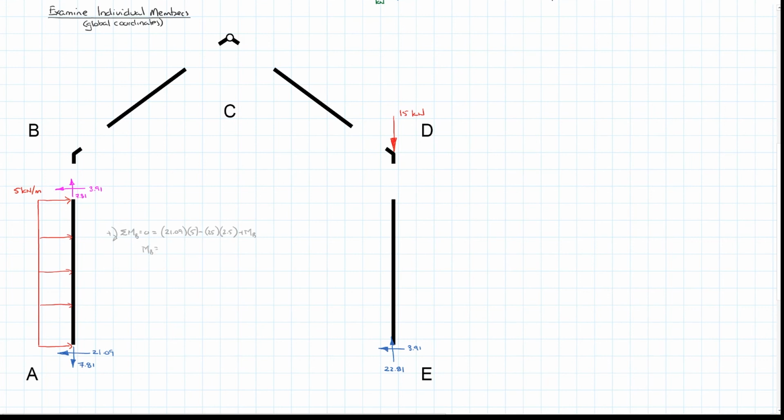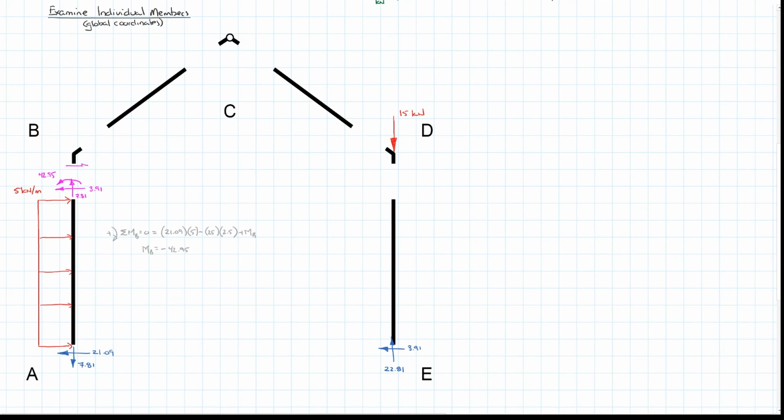Resolve that for moment at B is equal to negative, where's my sheet here? 42.95 kilonewton meters. The negative sign just means it's going counterclockwise. So we can draw that in this way, 42.95. And then we can transfer those to the joint. And of course, when we do that, they're equal and opposite, so we're going to have to flip the signs.